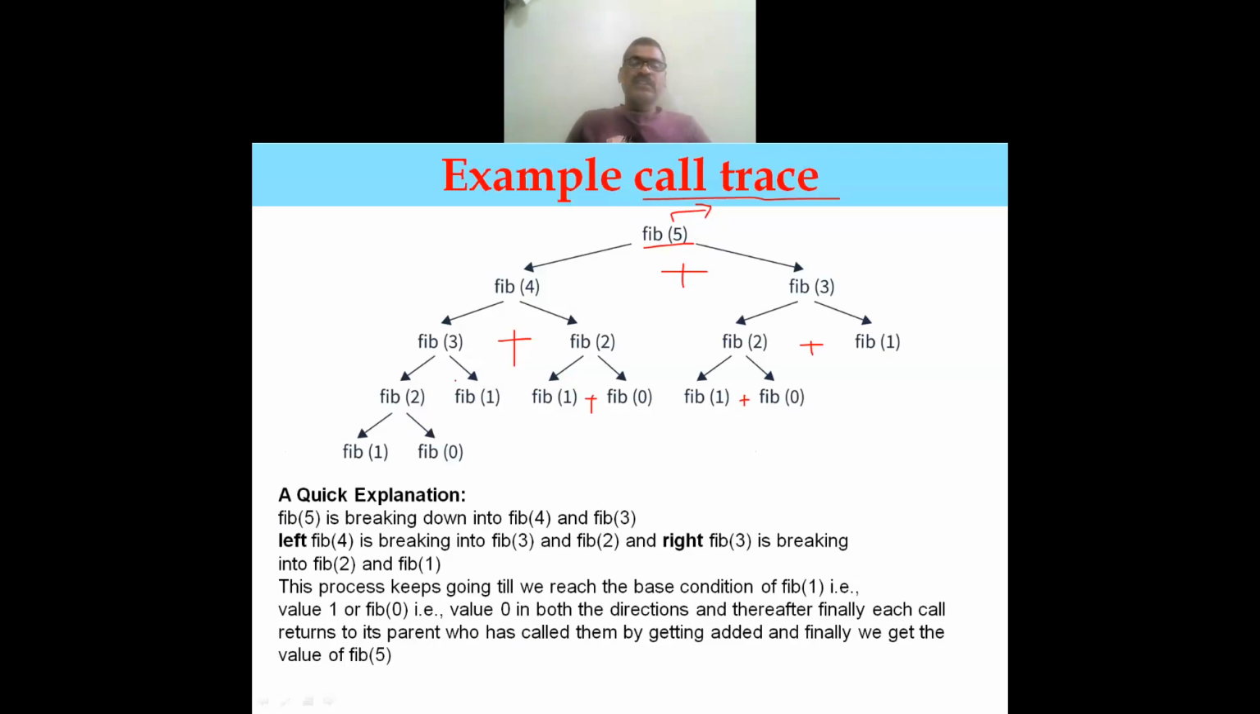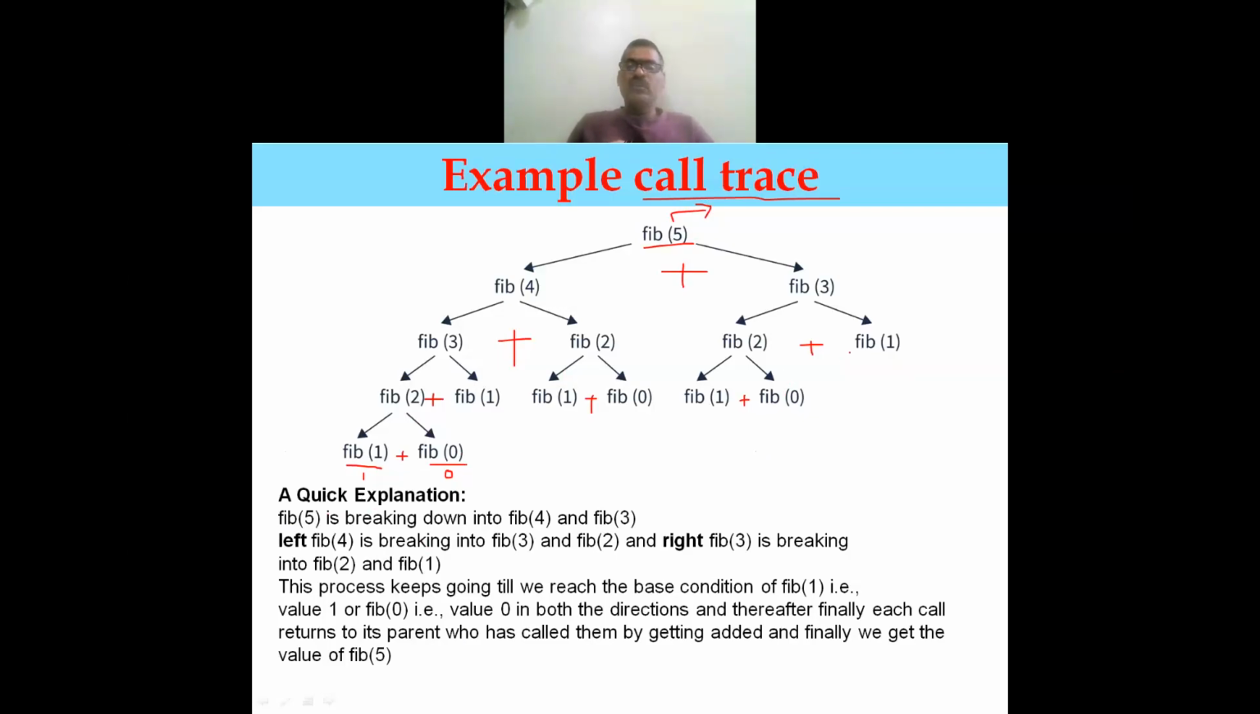So I hope this is the call stack trace we are going to get whenever we call fib of 5. Fib of 1 we already know its value is 1, and fib of 0 is 0, fine. So this fib of 5 is breaking down into fib of 4 plus fib of 3. The left fib of 4 is breaking down into fib of 3 plus fib of 2, and the right fib of 3 is breaking down into fib of 2 plus fib of 1.